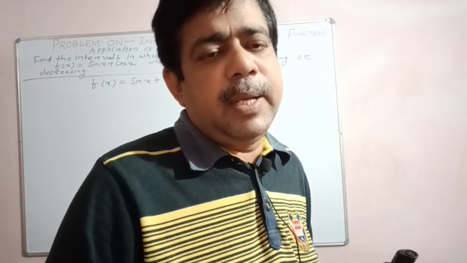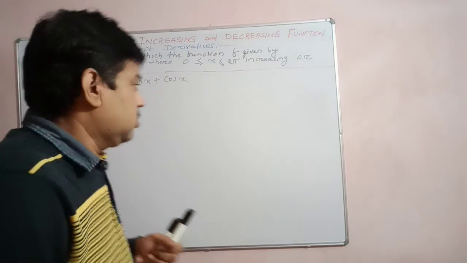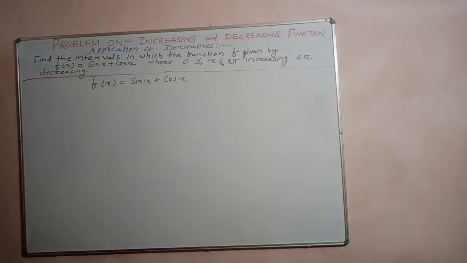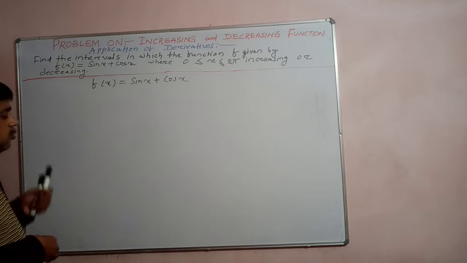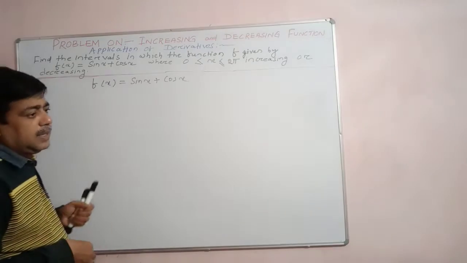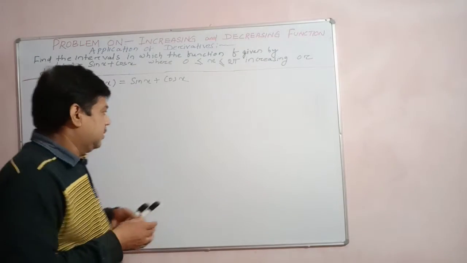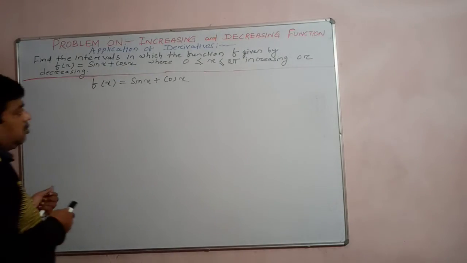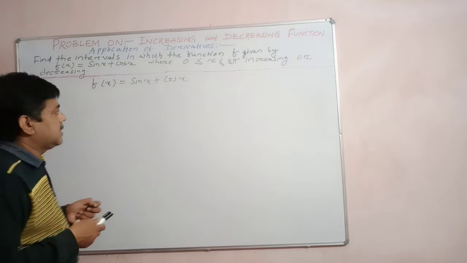We have to find the intervals in which a function f, defined by f(x) = sin x + cos x, is increasing or decreasing in the interval 0 ≤ x ≤ 2π. Understood? Here the function is given: f(x) = sin x + cos x. We have to find the intervals in which the function f(x) is increasing or decreasing. Understand the question? The interval is given, 0 ≤ x ≤ 2π.